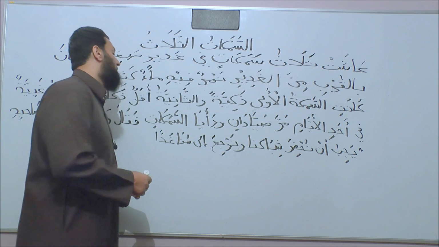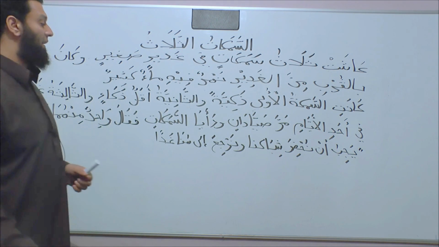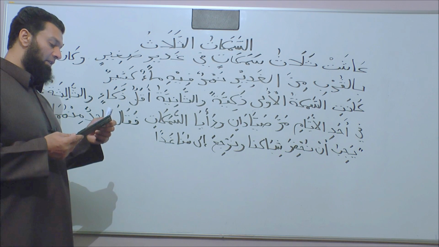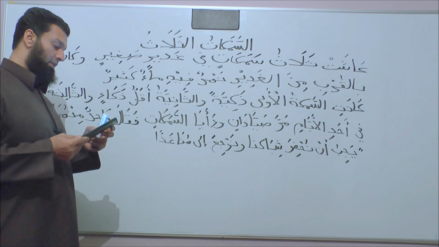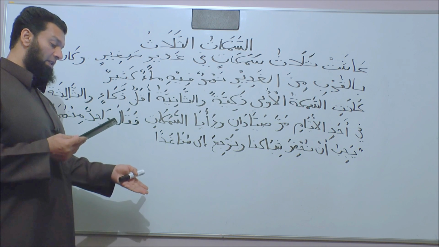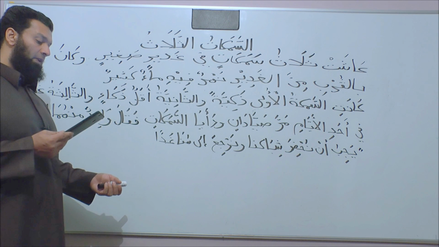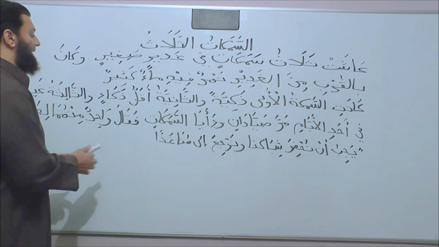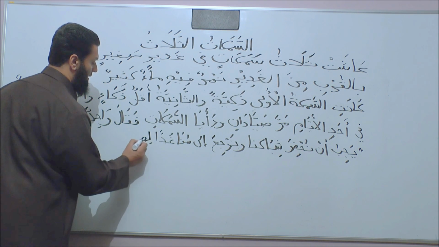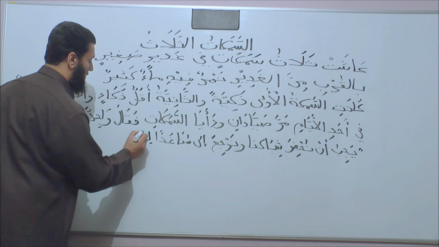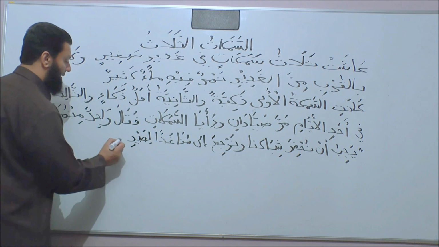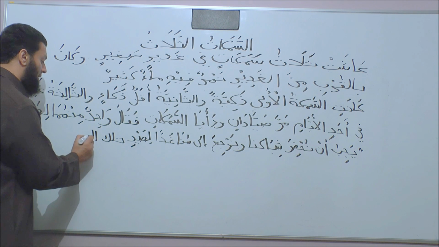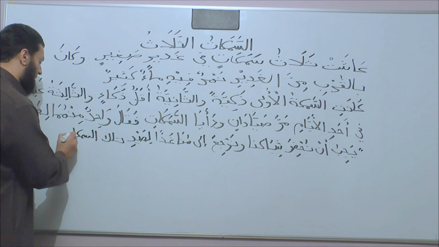Narji'a ila huna. What does ila huna mean? To here. Okay. Ila huna ghadan. Tomorrow. لِصَيْدِ تِلْكَ السَّمَكَاتِ.